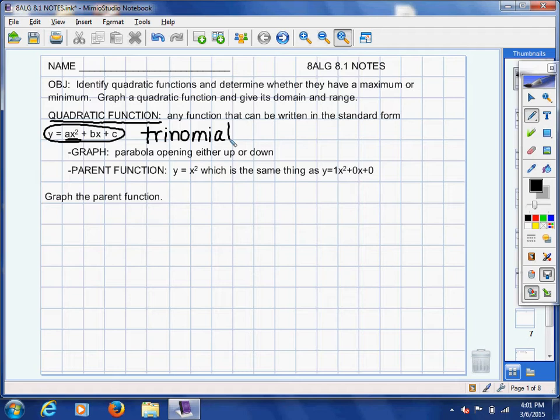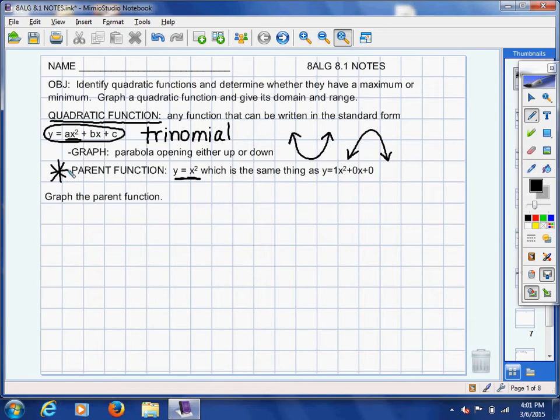Now, the graph of a quadratic is a parabola. So it can open up, so it has that very typical cup shape, kind of a soft U, or it can open down, just like that, okay? And the parent function is right here. Notice what's missing. We don't have a bx or a c, which is fine. You don't have to for it to be a quadratic. As long as there's a squared variable and that's your largest exponent, then it's definitely quadratic. What makes this special is that it's the parent function for quadratic.